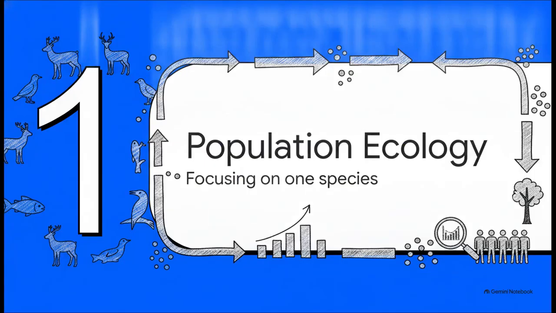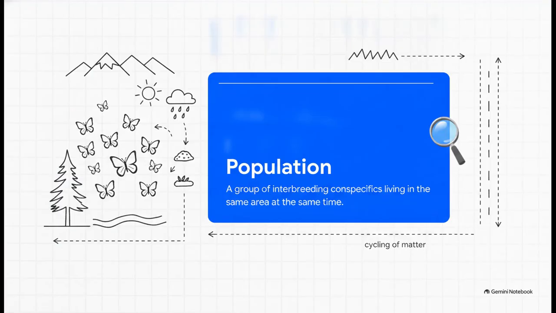Section 1. Population Ecology, focusing on one species. So what exactly is a population? Well, it's a group of interbreeding organisms of the exact same species, living in the exact same area at the very same time. The crucial takeaway here is that a population only includes members of the same species, which scientists call conspecifics. And these populations are always bounded by geography.